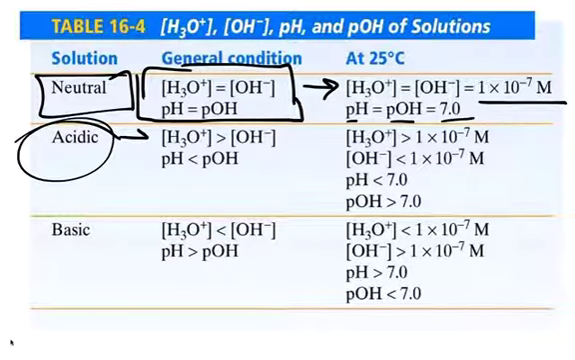In acidic solution, we already said this, the hydronium ion concentration is greater than hydroxide, the pH is less than the pOH, the pH has to be less than 7, the pOH greater than 7, the hydrogen ion concentration greater than 10 to the negative 7th, hydroxide ion less than 10 to the negative 7th. Okay, I think we have these relationships. Let's do some problems.